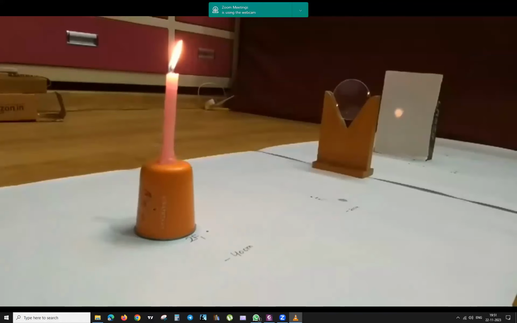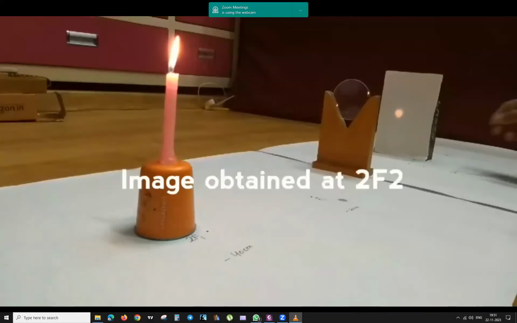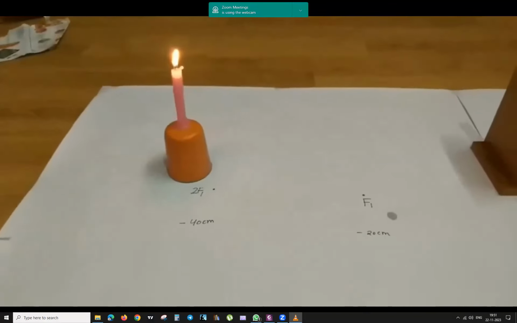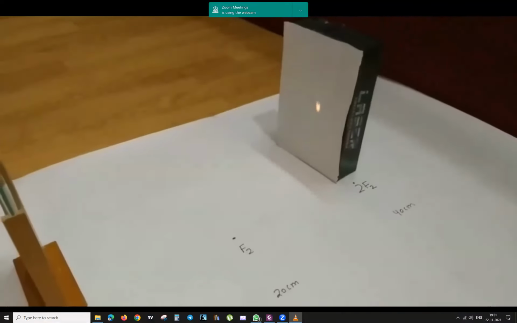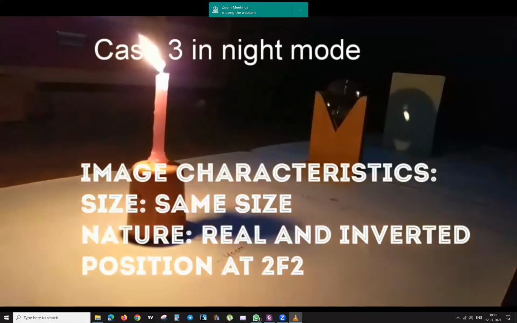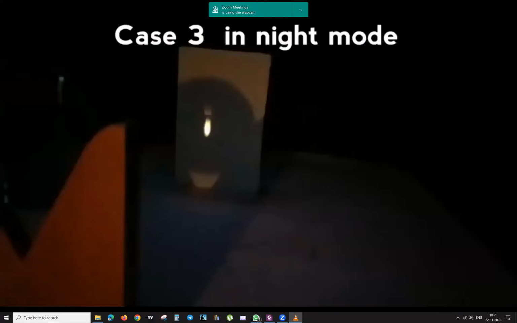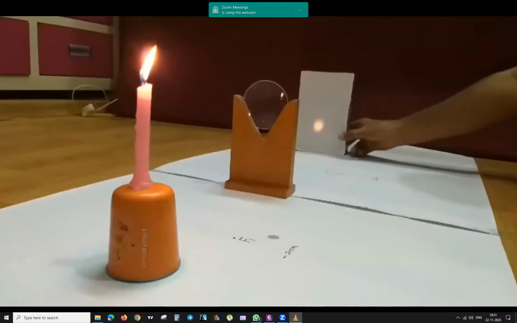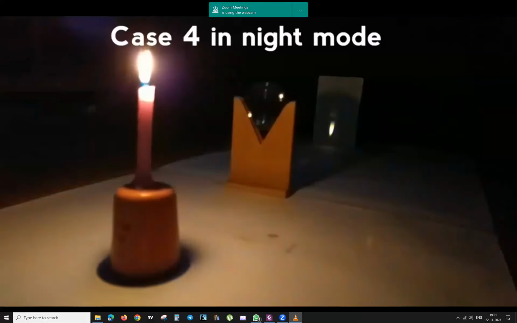Case 3, you keep it at 2f1. You get the image at 2f2 on the other side. Same size. Inverted. There you can clearly see the image. Image is the flame we are talking about. Now you are between f2 and 2f2. Image is magnified. It is beyond 2f2 now.